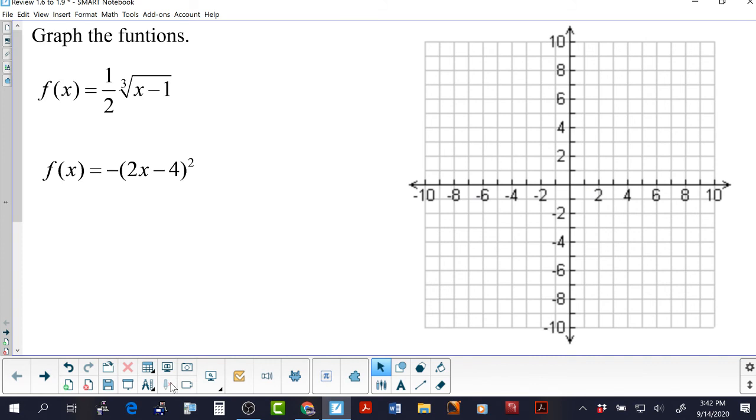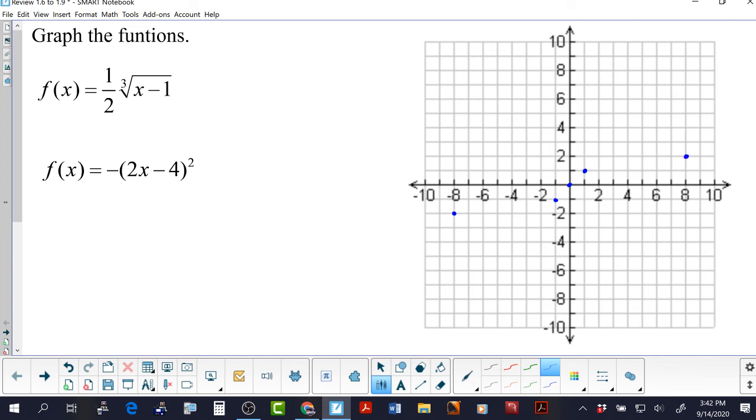This is review 1.6 to 1.9. Let's graph the function. We have f of x equals 1/2 third root of x minus 1. Let's graph the parent function. Third root of -8 is -2. Third root of -1 is -1. We got 0 and 1. Third root of 1 is 1, of course. Third root of 8 is 2.